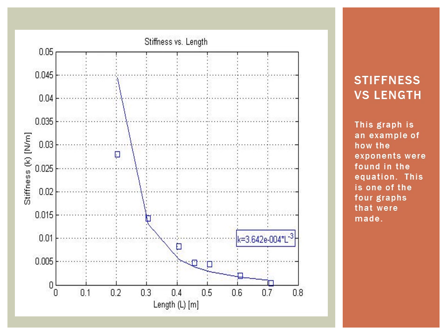Okay, so this is our stiffness versus length graph. This is actually one of 4 graphs. We also have the stiffness versus modulus of elasticity, width, and thickness graph. Basically, those 4 graphs are used to find the exponents that correspond to each parameter. We graphed the data and then ran a trend line through it, and the exponent in the trend line equation was the exponent that corresponded to that parameter.